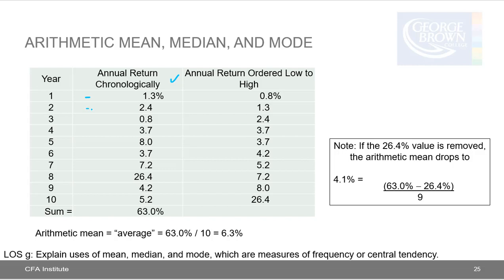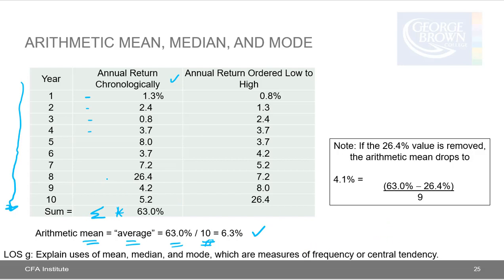You can see year two had a return of 2.4%, year three, 0.8%, year four, 3.7%, etc. So you can see that you have data for 10 years of returns. If you add it all up, you get to 63%, and we can calculate the arithmetic mean, or the arithmetic average, equals 63. That's the sum of the returns divided by the number or count of returns, which is 10, and we get an arithmetic average or mean of 6.3%, okay?